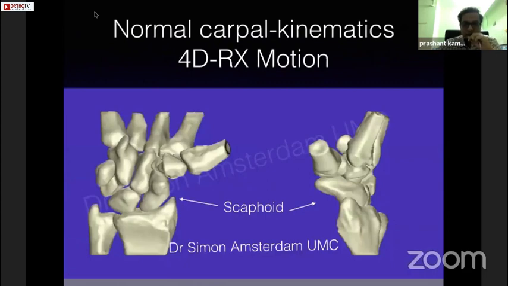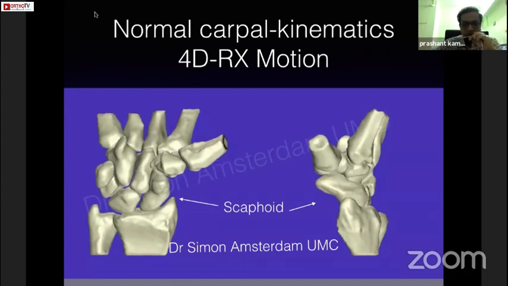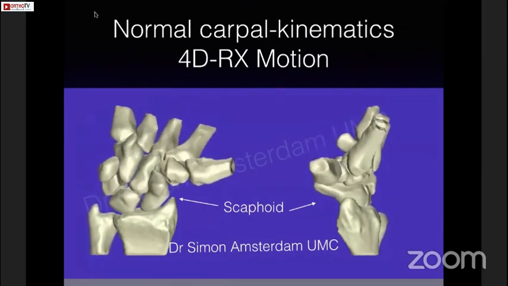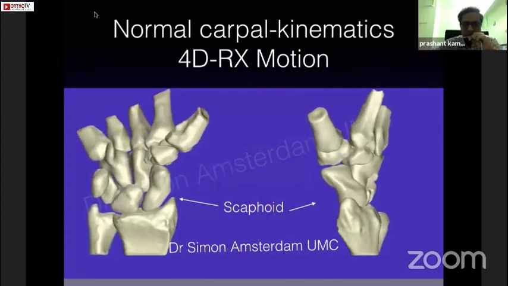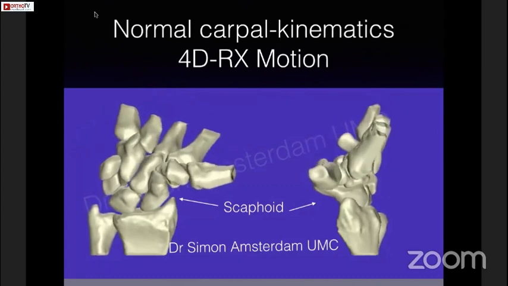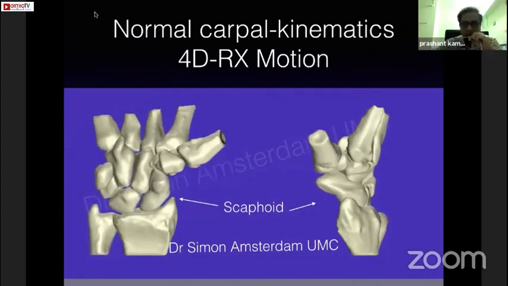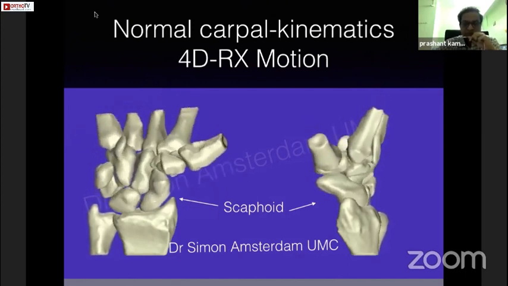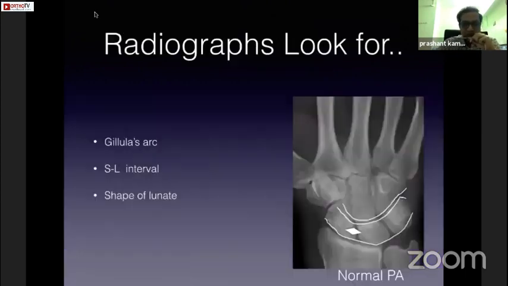So in order to understand, let's go through some small normal carpal kinematics and a normal X-ray, what you are supposed to see. I must thank Dr. Simon for sharing his 4DX motion on wrist range of motion. As you can see during radial deviation, the scaphoid undergoes flexion, and on ulnar deviation, the scaphoid extends. Just keep this in mind for the time being, otherwise this video will be extremely helpful to understand other parts of carpal instabilities as well. So just remember, scaphoid undergoes flexion during radial deviation and extends during ulnar deviation.